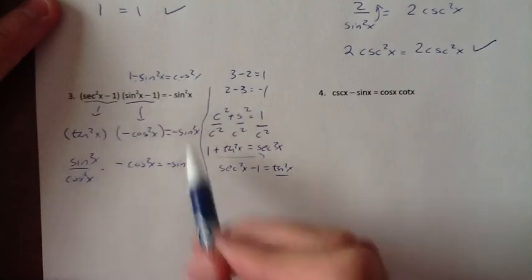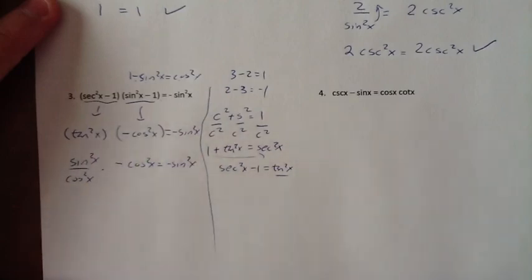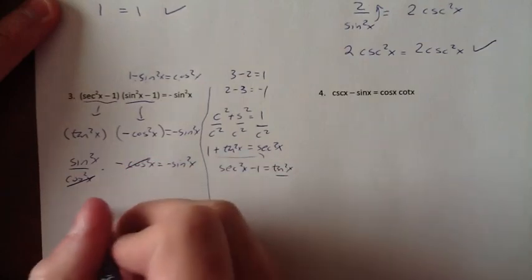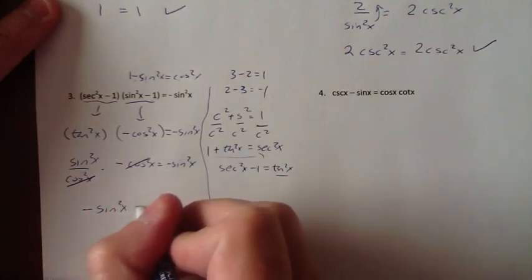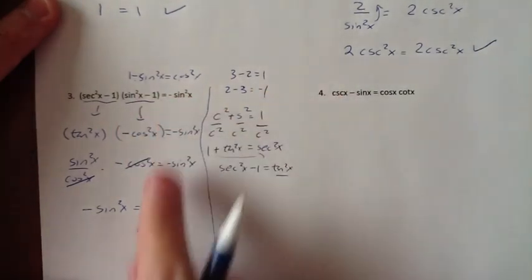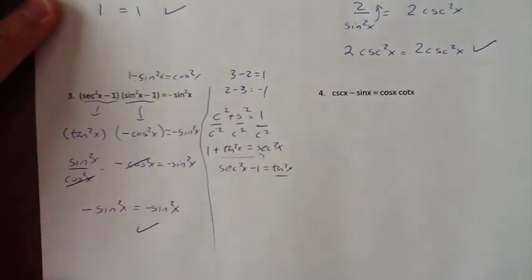Notice I'm always copying down every step. You need to make sure you do that. That's very important for this unit. Cancel, cancel. We get negative sine squared of x equal to negative sine squared of x. We're done. Now, if you don't copy down the right side every step, we do mark it wrong.